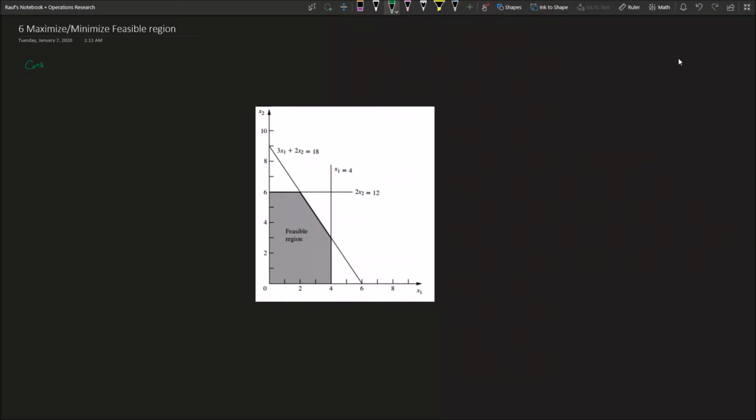So the constraints that we had, first we had x1 less or equal to 4, and 2x2 less or equal to 12, and we had 3x1 plus 2x2 to be less or equal to 18. So those are the constraints as shown on the graph on the right.